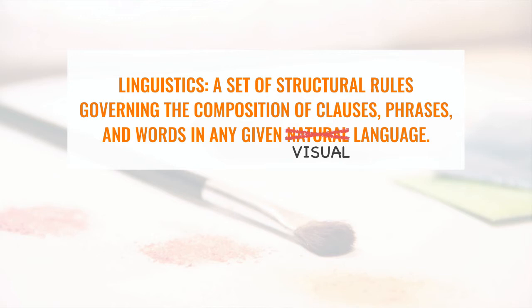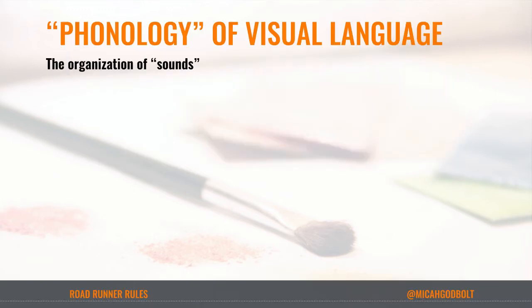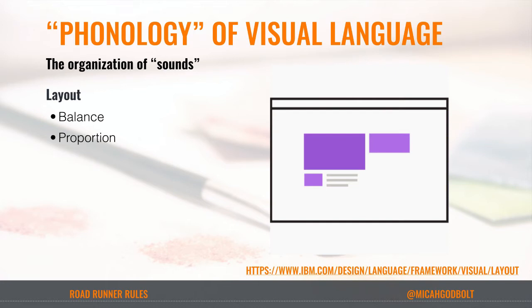So if we can take the same idea of linguistics, the structural rules governing composition and clauses, if we can take the scientific study and apply it to also visual languages, we might get some interesting results out of that. So let's try that here today and see where that goes. Let's go from the ground up. Let's talk about the smallest pieces first and go back to this idea of phonology, organization of sounds within our visual language, and talk about what would be a sound in our visual language. Sound would be something like layout, balance, white space, priority.